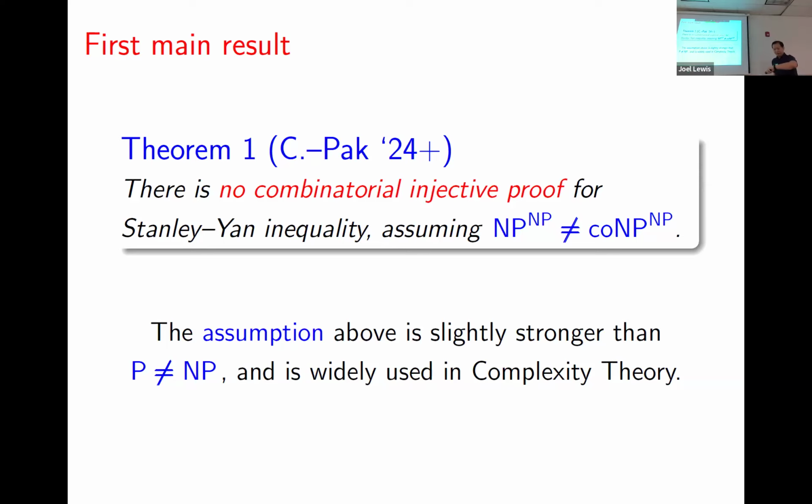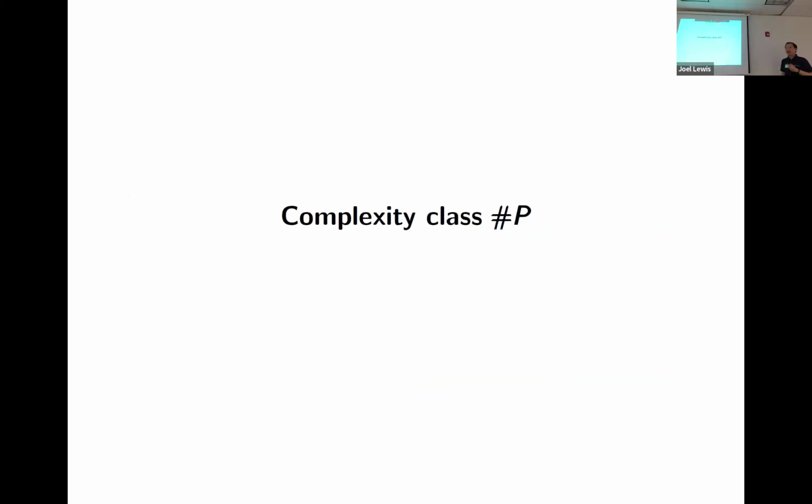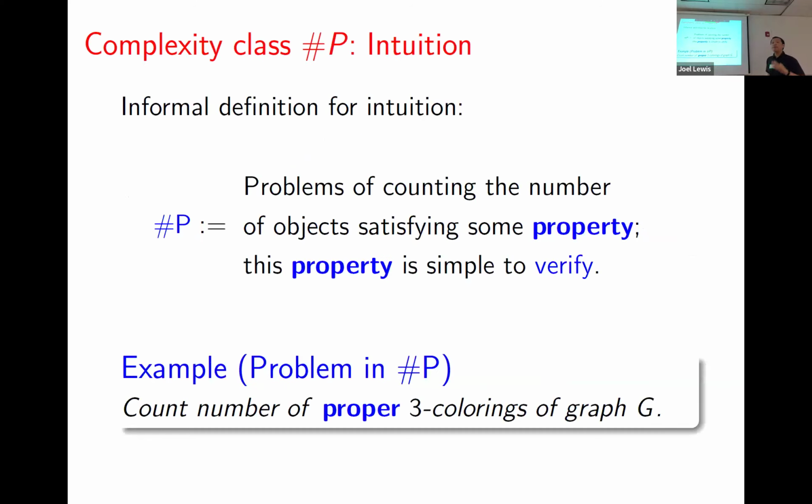Okay, if everybody is happy, then I would like to continue the talk and discuss how we actually prove this result, how we can argue that there is no combinatorial injective proof. The way to do it is that rather than working on this specifically, we should work at this level of generality in complexity theory called sharp P. Here is how sharp P is defined.